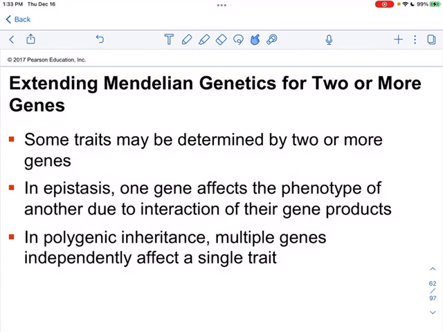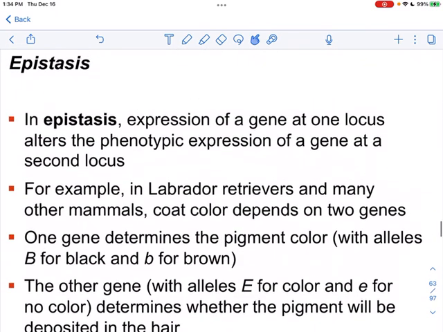So let's go through a couple examples of epistasis and polygenic inheritance so that we can see the difference between these two. Starting with epistasis. In epistasis, the expression of a gene at one locus can alter the phenotypic expression of a gene at a second locus.